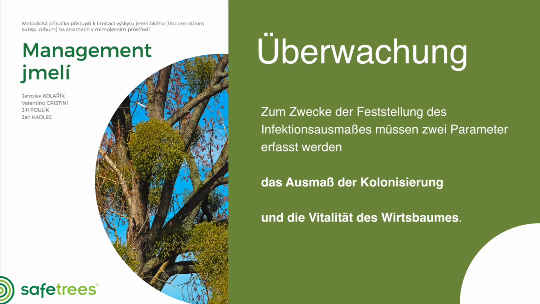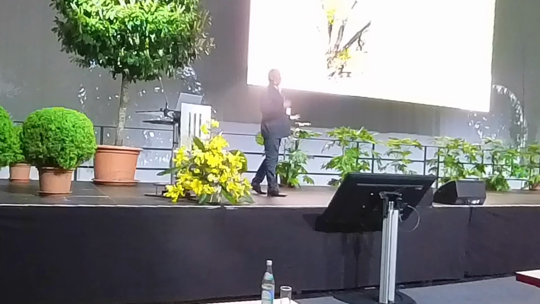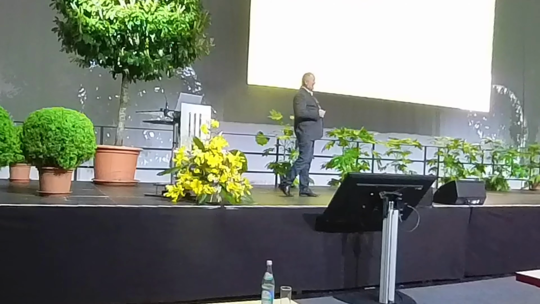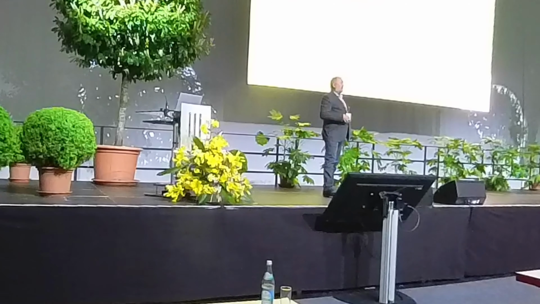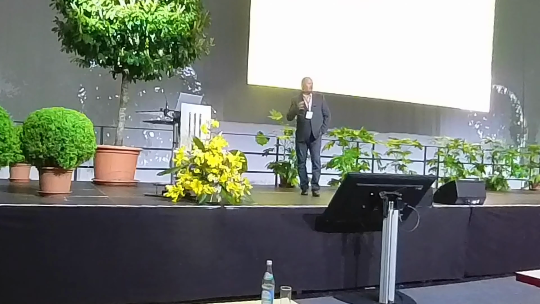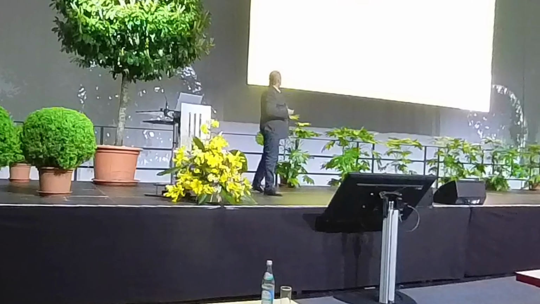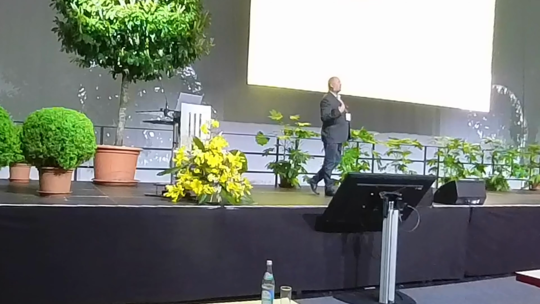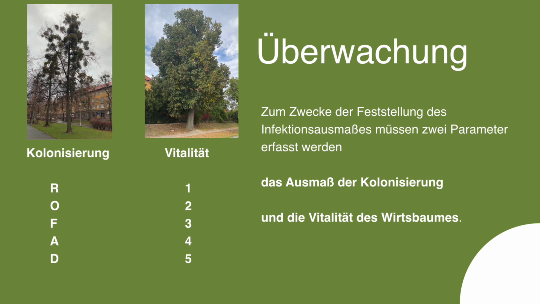I will tell you something about our methodology, how we take data about the spread and level of colonization of the mistletoe. If you like Czech language, you can purchase this book where we describe it in detail. When we take data about the mistletoe extent, we need to collect two kinds of data. One is about the level of colonization, and the other complementary data is about the vitality of the host, because from these two pieces of information you can then draw some proposal or some possible way of fighting the problem.